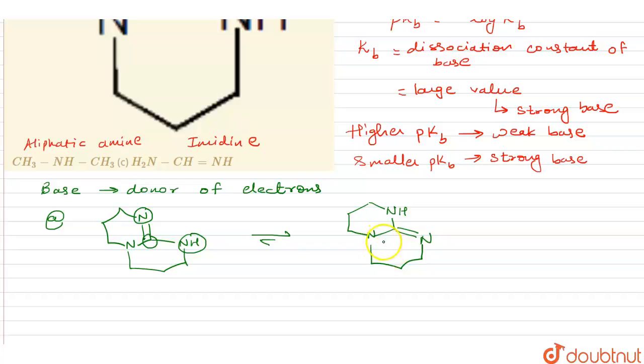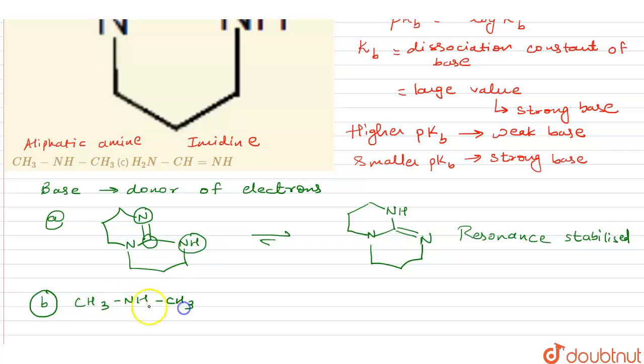And the conjugate acid of this particular guanidine type would be more and more resonance stabilized. So this definitely is going to be more and more resonance stabilized. There would be more number of structures. Now what about B? B is a simple aliphatic amine, isn't it?